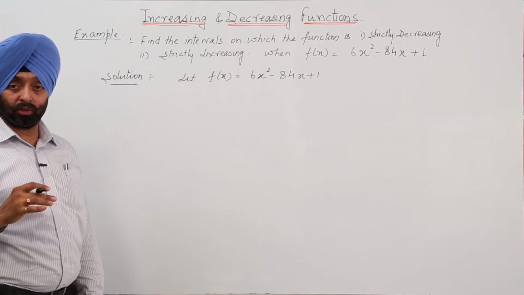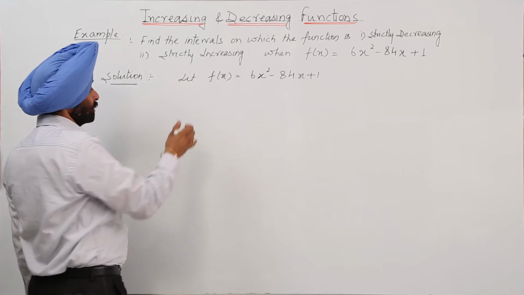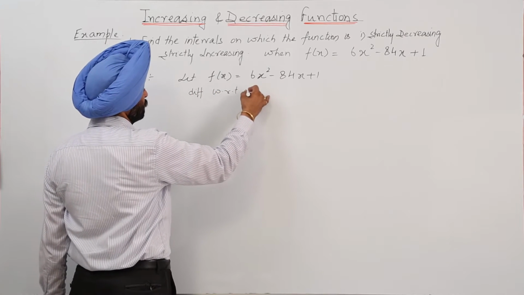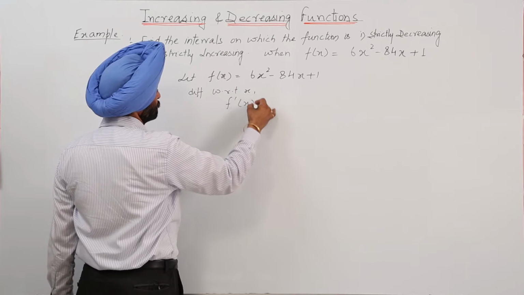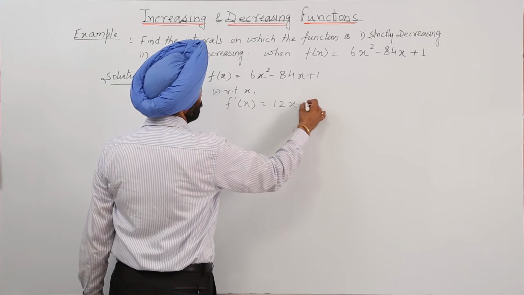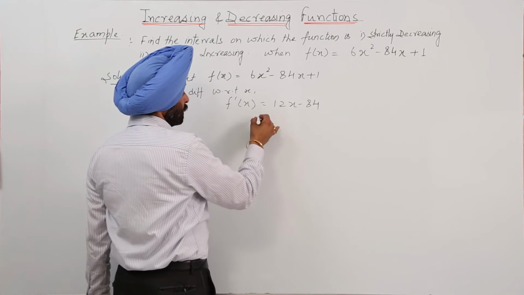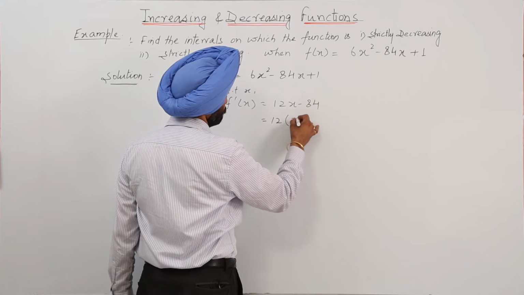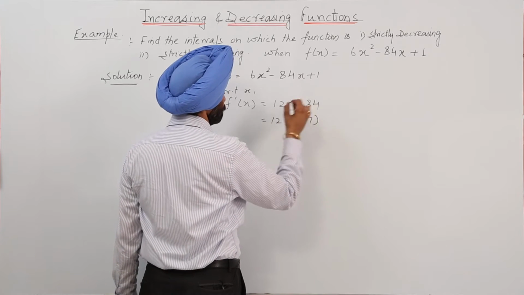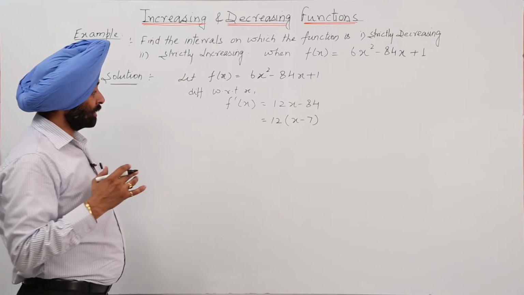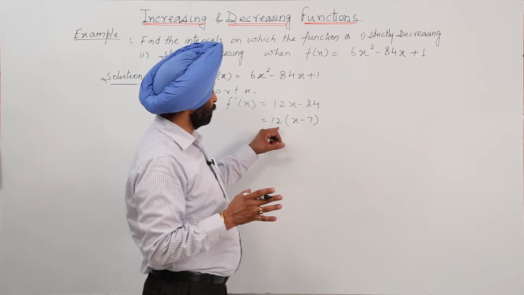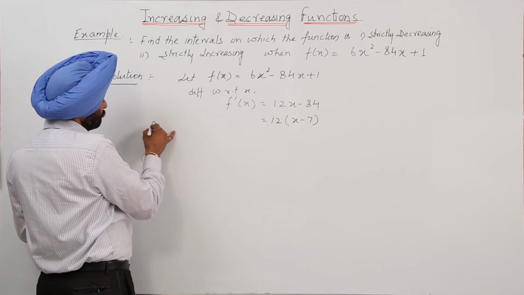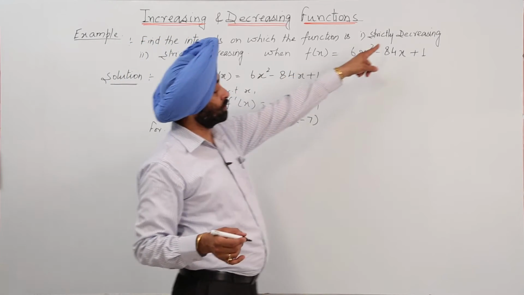Now, we have already done a theorem for the derivative test. Now, differentiating with respect to x, f'(x) is equal to 12x minus 84, or this can be written as 12x minus 7. Now, after the derivative part, what we are left with is 12x minus 7.